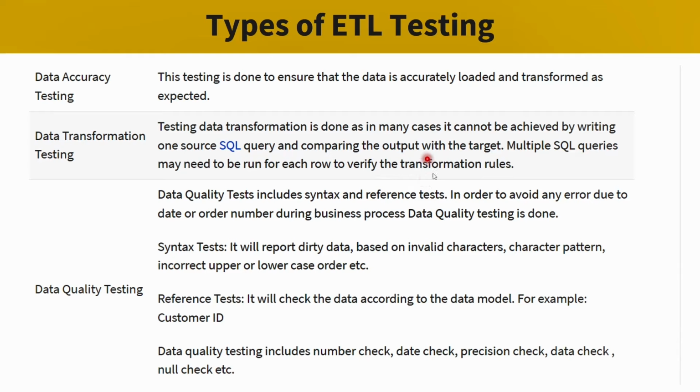Whatever the transformation rules are, it can be concatenating two columns, it can be distributing one column into multiple columns, or it can be presenting the column data in a proper format. Such kinds of transformations you are applying in such kind of data transformation testing.